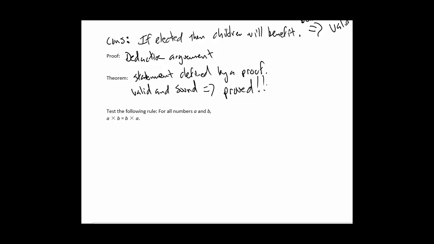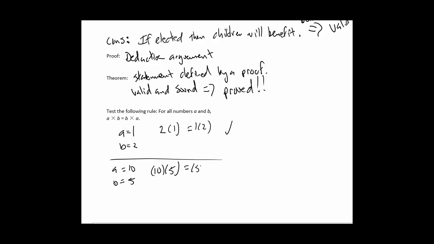Okay. All right, so we're going to look at a statement: A times B equals B times A. We're going to test this and remind ourselves what we're doing here. Let's say I pick small numbers like a equals 1 and b equals 2. Is 2 times 1 the same as 1 times 2? Well, that's true. What about a equals 10 and b equals 5? Is 10 times 5 equal to 5 times 10? Okay, that's, again, true.